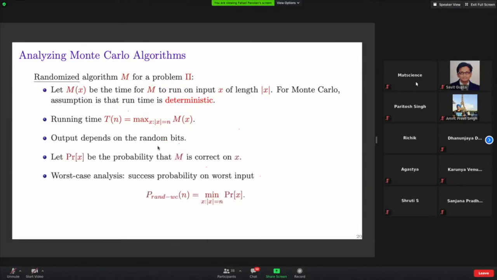But on the other hand, what do the random bits affect? It is the output. So the probability of x is the probability that M is correct on the input x. And how do we analyze that? P of n, the probability of success on inputs of length n, is the minimum probability of success over the inputs of length n. Because we want to say that with at least this much probability, you are going to get a correct output.